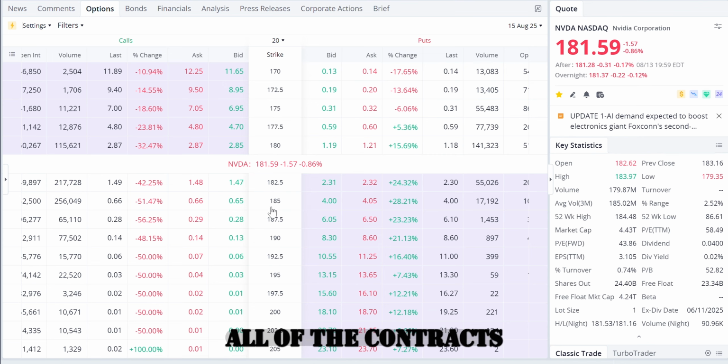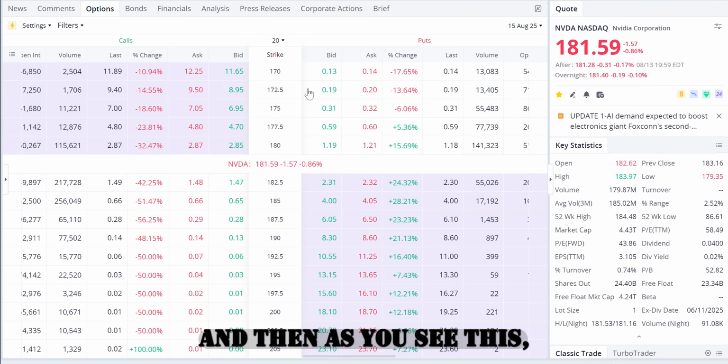All of the contracts that are calls, this is the call side, 182.50. They still have to go up a point to make it to 182.50. They're asking $148 for it to go up 1 point. The 185 contract has to go up 3 points and 50 cents before it makes it to the 185 contract, and they're asking $66 for that contract. Okay, so I hope I was a little clear.